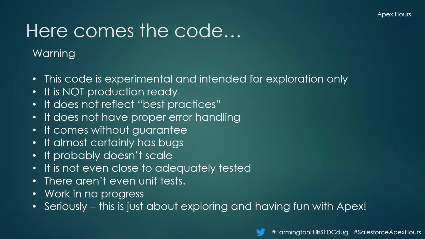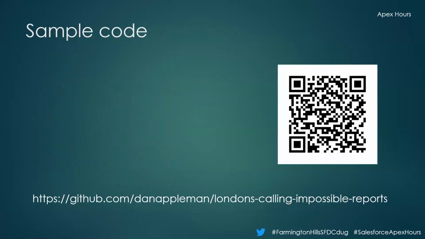So let's go ahead and, well, I'm going to put up one more slide because that way we may not have to come back to slides until the very end. This is where you can get the code. It's up on GitHub, github.com/dan-appleman. You can find it under London's Calling and Possible Reports. I haven't changed anything since London's Calling, so the code is the same.